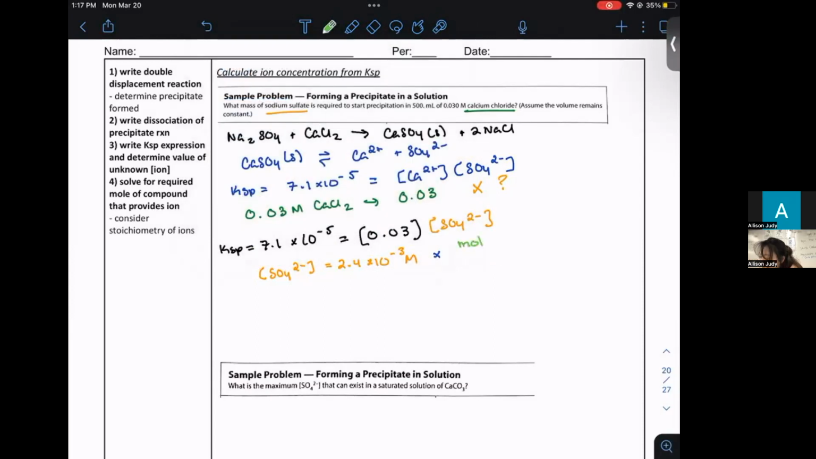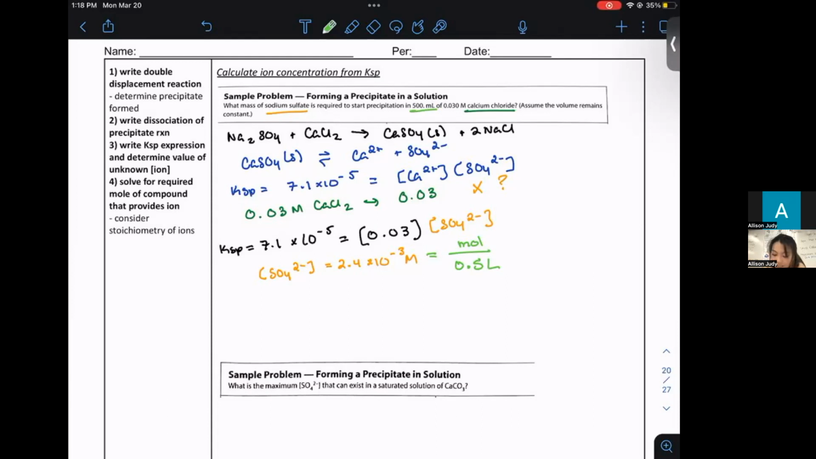So what then must the mole be? Not times, but equals some amount of mole value over 0.5 liters, which is, by the way, the 500 milliliters. That will tell me the mole value of sodium sulfate. Well, right now I'm just saying it's equal to that. So that will give me the concentration of the sulfate in the sodium sulfate. Okay.